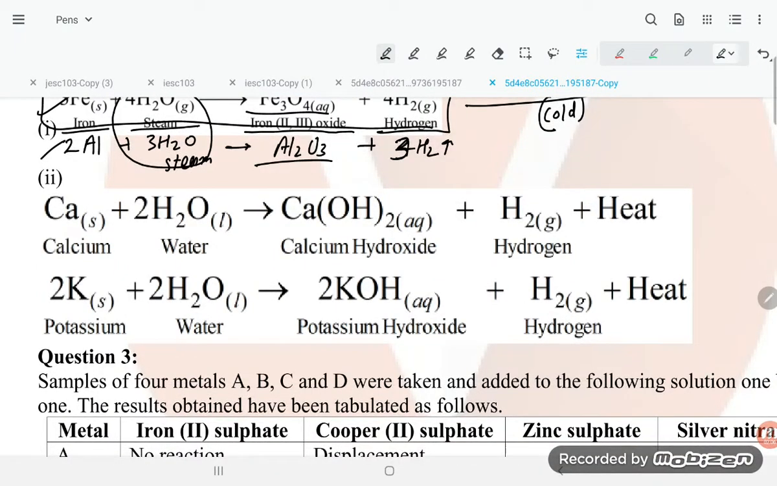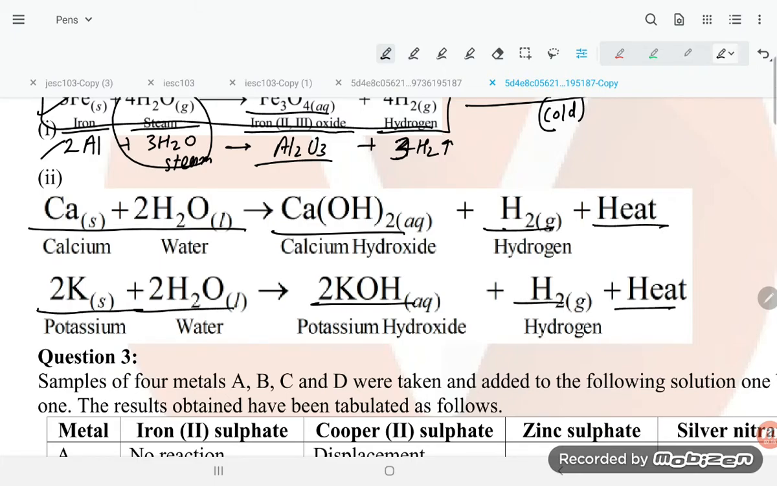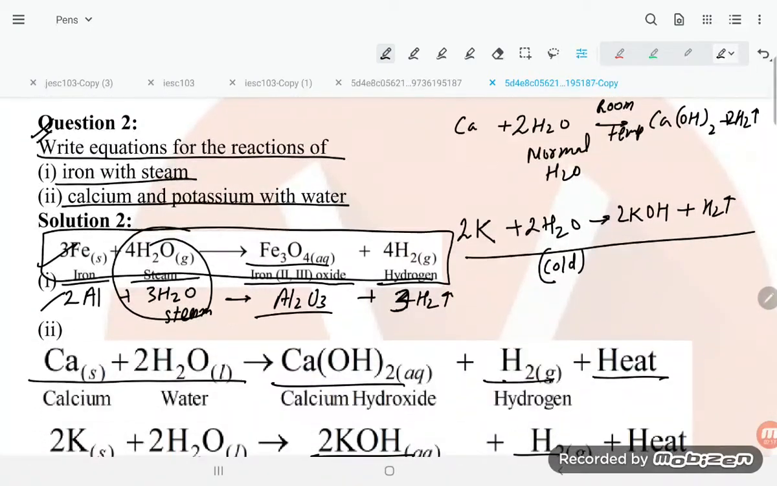So here you see, students: calcium plus water gives calcium hydroxide, hydrogen gas and heat, and potassium plus water gives potassium hydroxide, hydrogen plus heat. So this is the equation of the reaction of iron with steam and calcium and potassium with water.